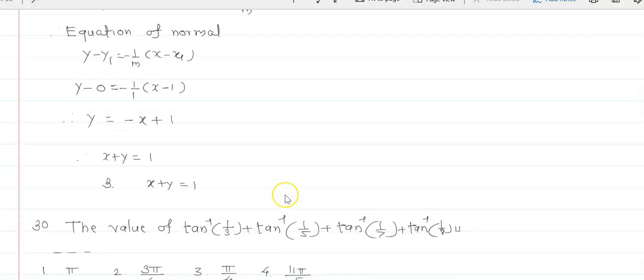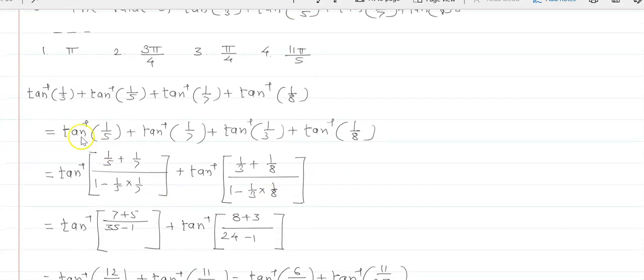And hence option 3 is the correct one. Now see this again. Tan inverse of 1 by 5 plus tan inverse of 1 upon 7 plus tan inverse of 1 by 3 plus tan inverse of 1 upon 8.